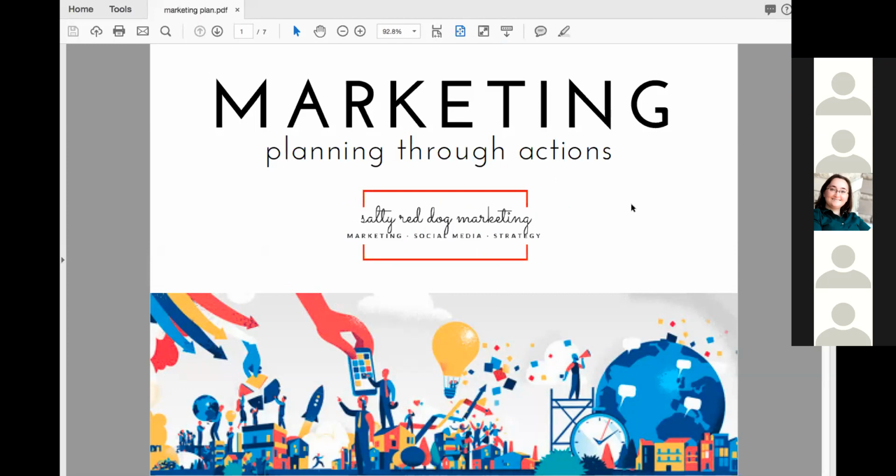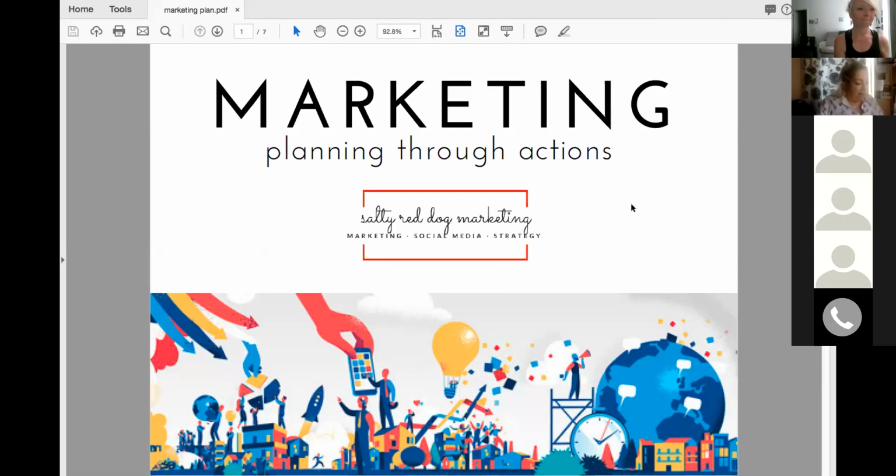It's so important, and I work on this with clients all the time. Salty Red Dog Marketing has been in business, and I've been doing sales and marketing for about 20 years, and I'm a third generation business owner. So I really see what it takes. You have to market yourself, and it's all planning. We all love what we do, but how do we really market ourselves? You have to have a plan in place.